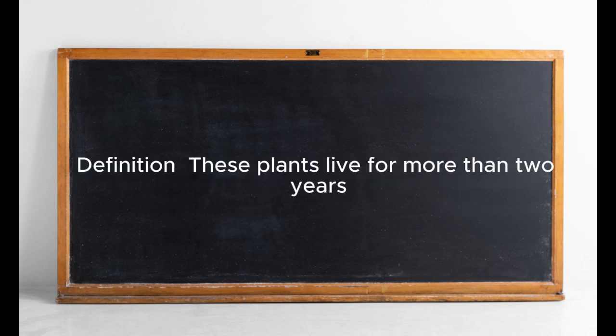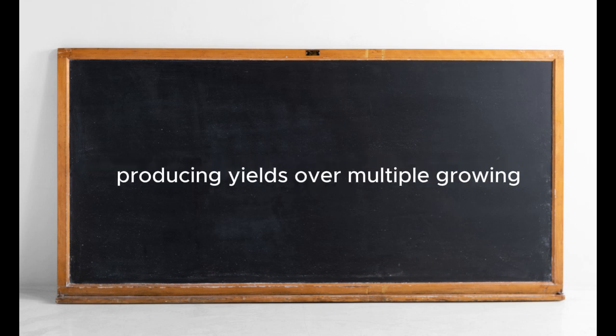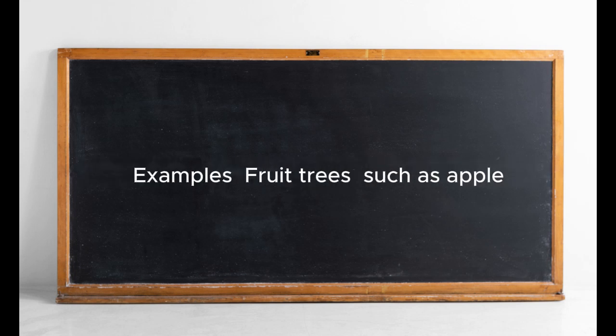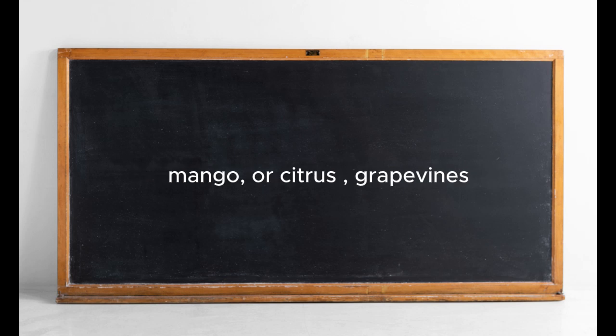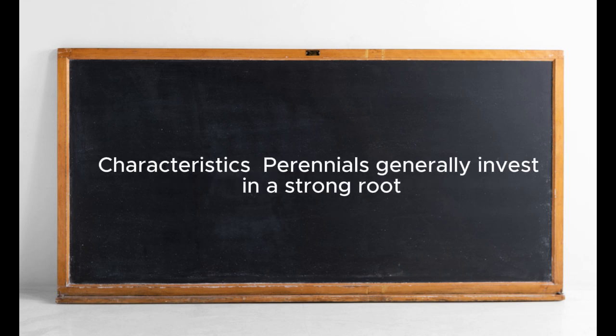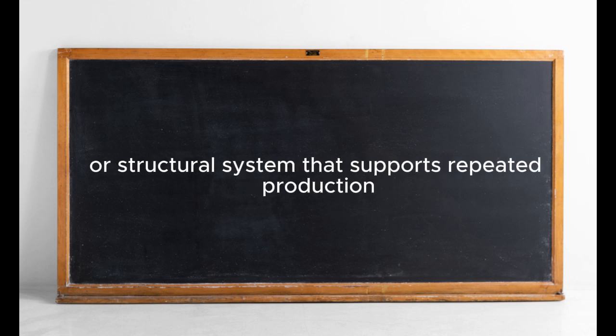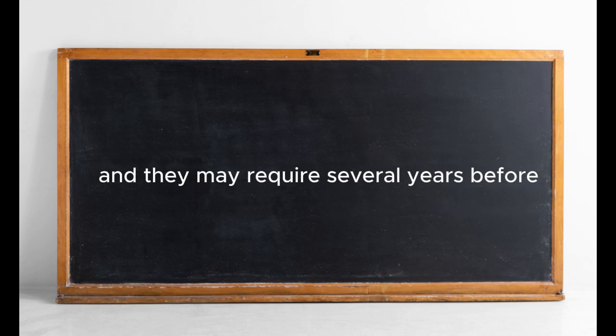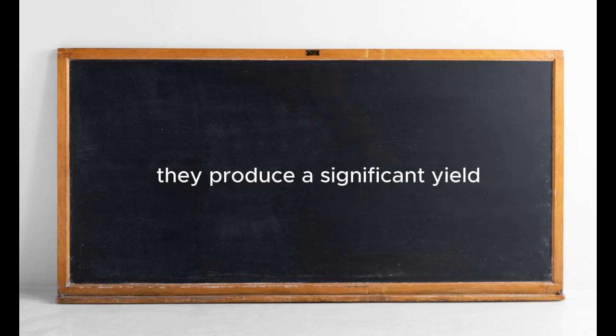Perennial crops definition. These plants live for more than 2 years, producing yields over multiple growing seasons without the need for annual replanting. Examples: fruit trees, grapevines, many forage and fodder plants, and some vegetables like asparagus. Characteristics: perennials generally invest in a strong root or structural system that supports repeated production, and they may require several years before they produce a significant yield.